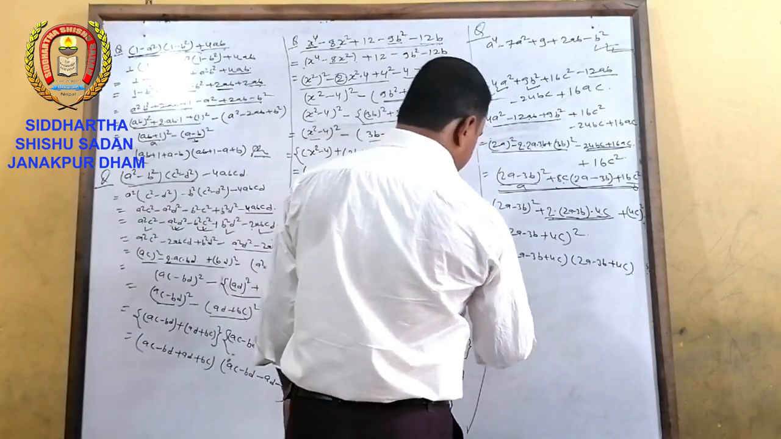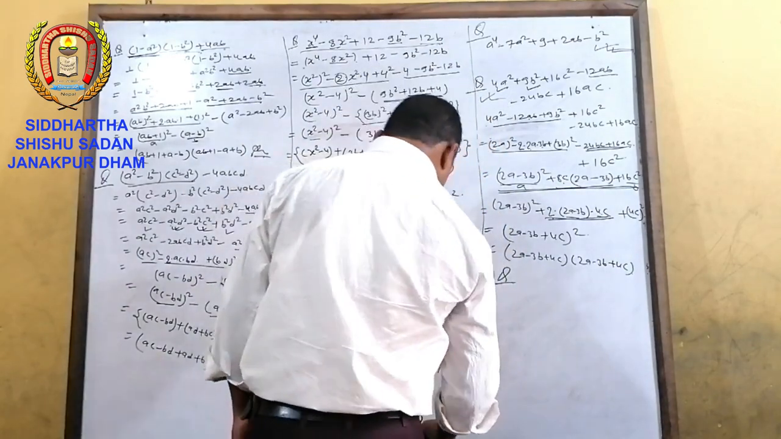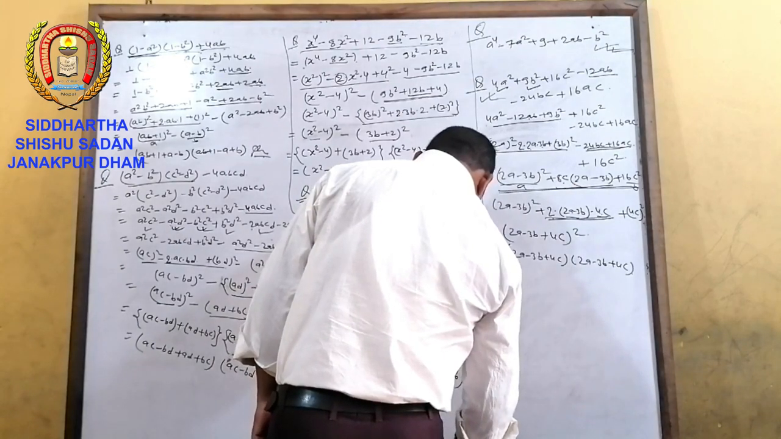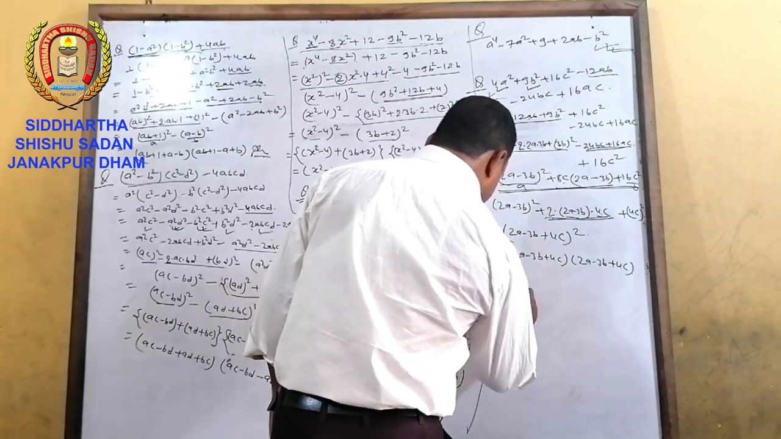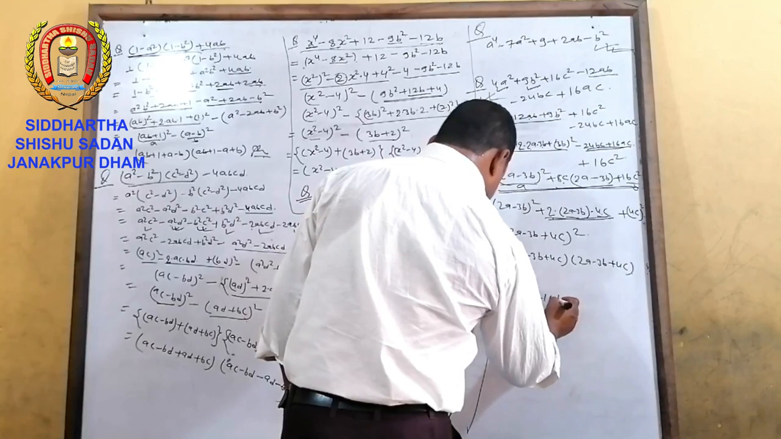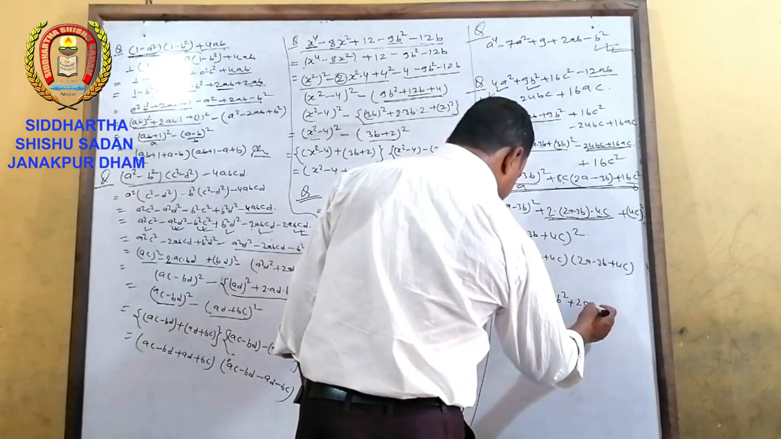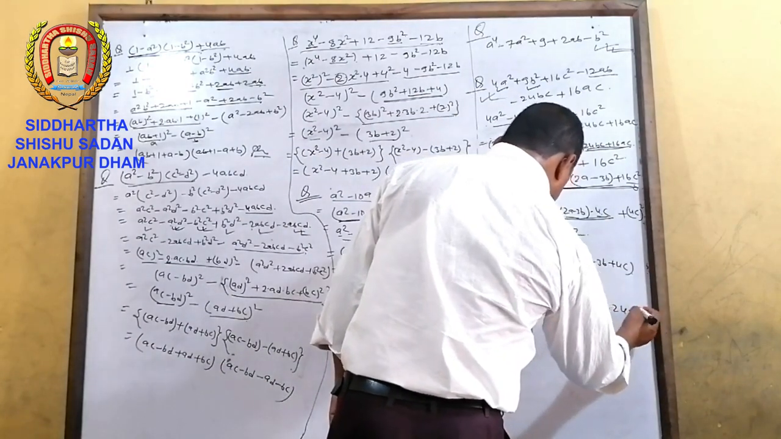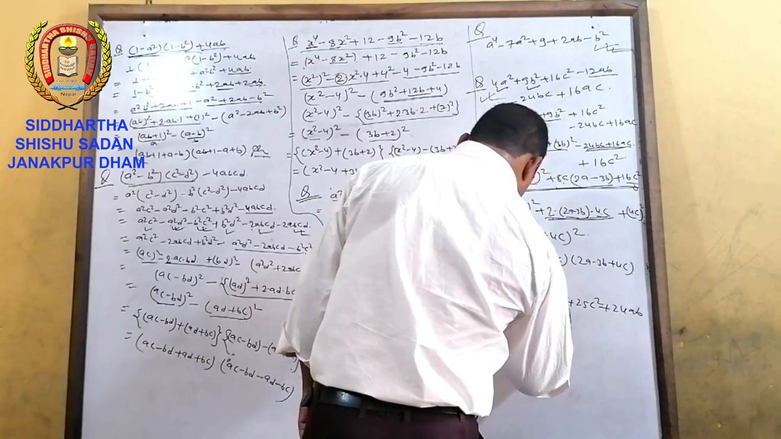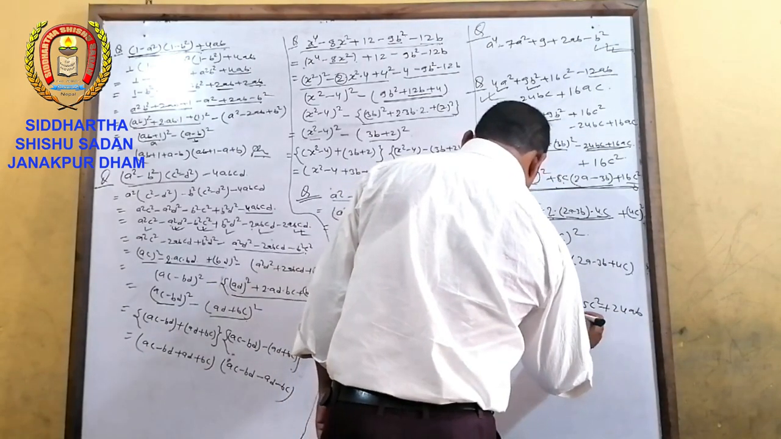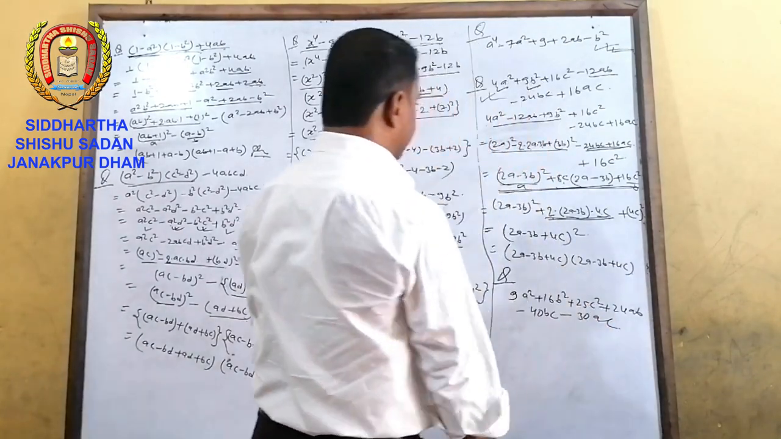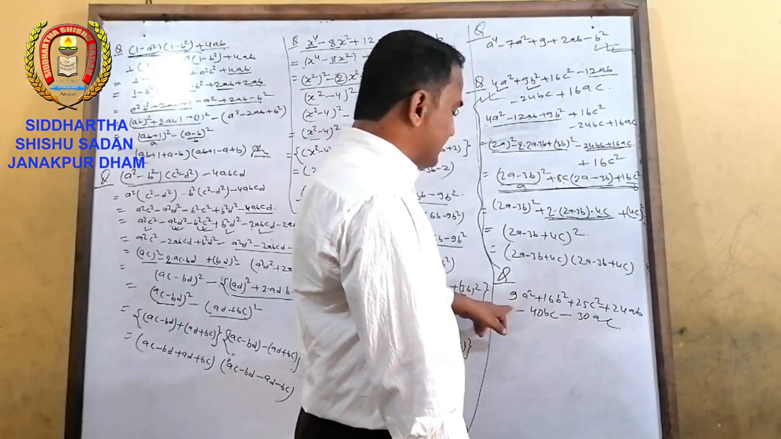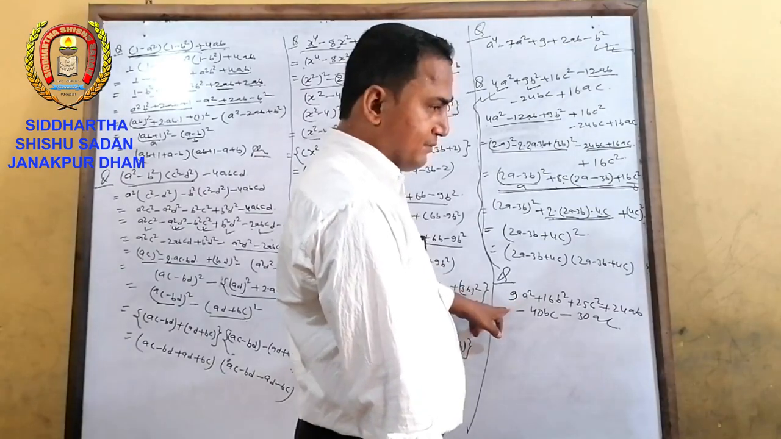Again, a question for you. The question for you is 9a square plus 16b square plus 25c square plus 24ab minus 40bc minus 30ac. According to this way of calculation, you have to factorize this polynomial. So you do it yourself.